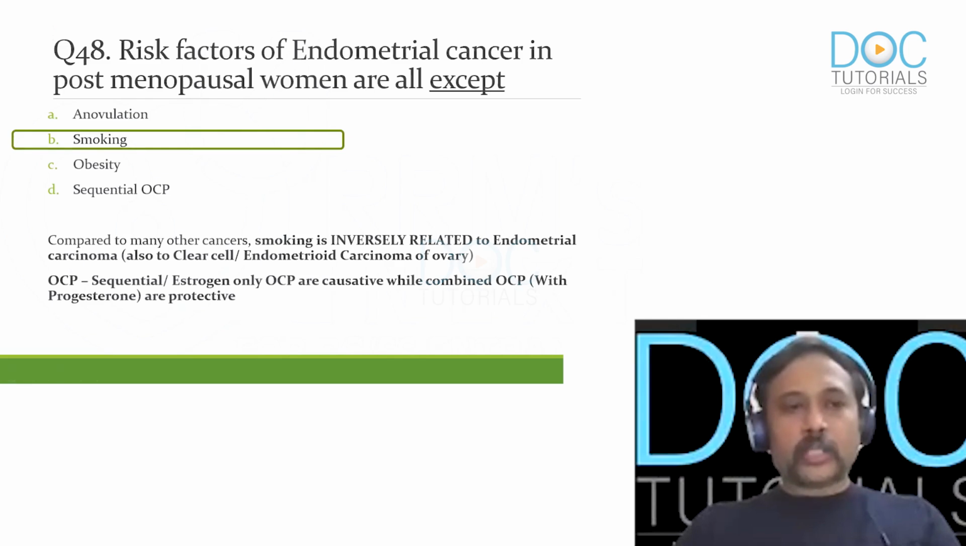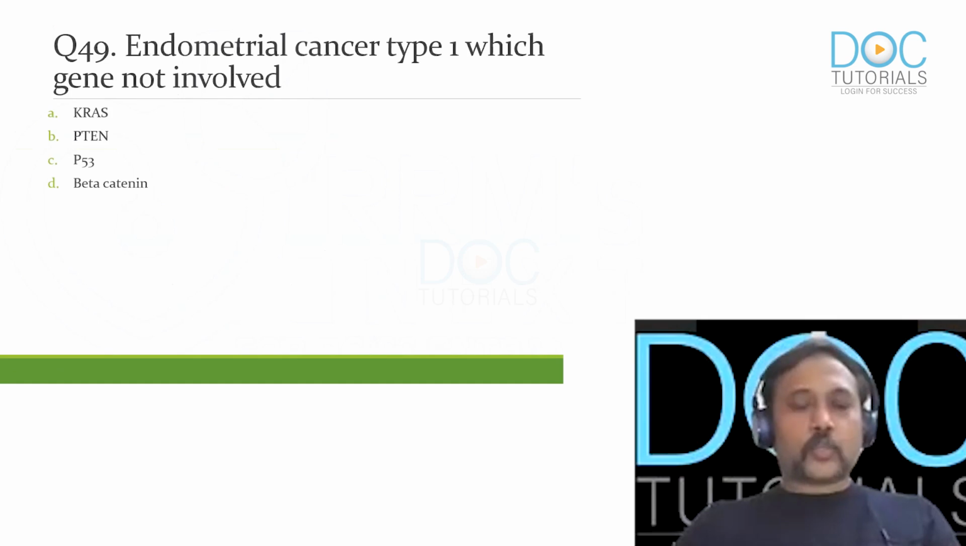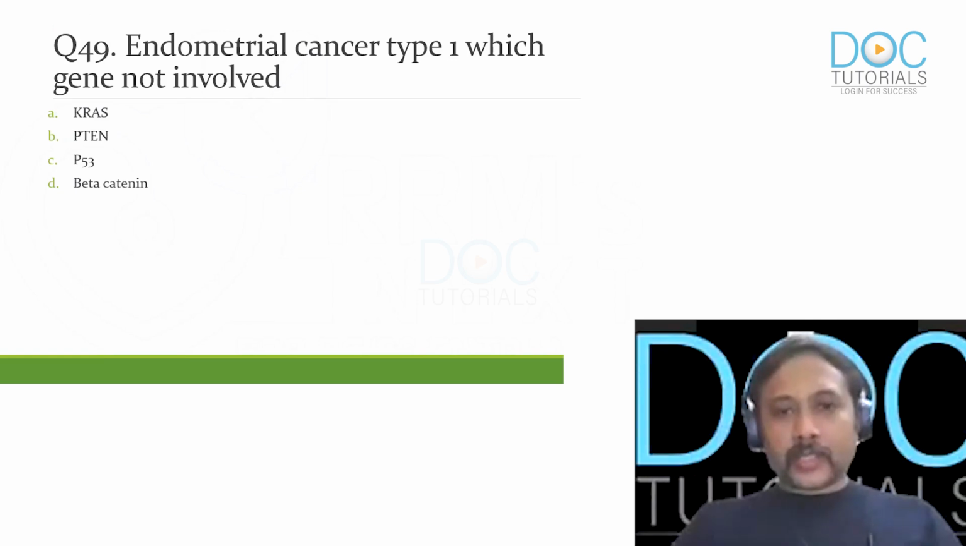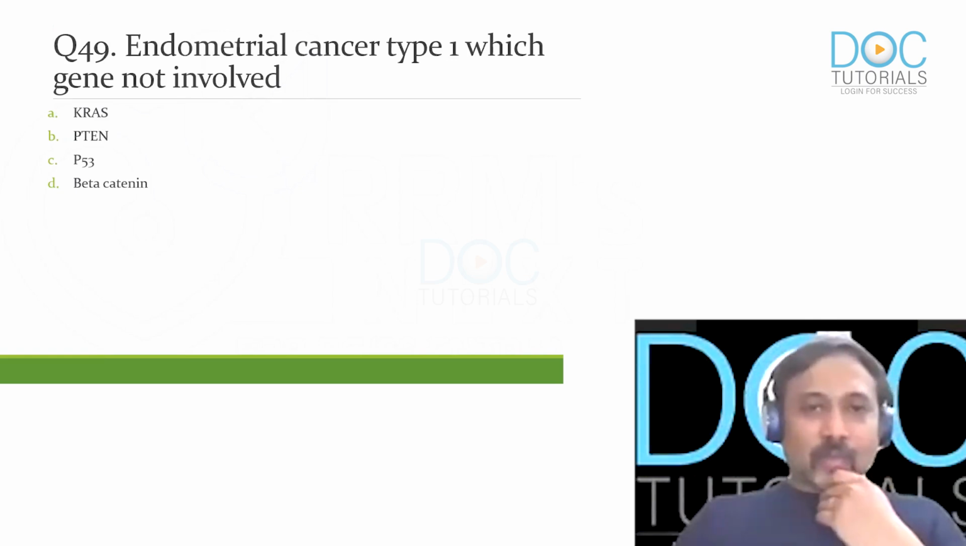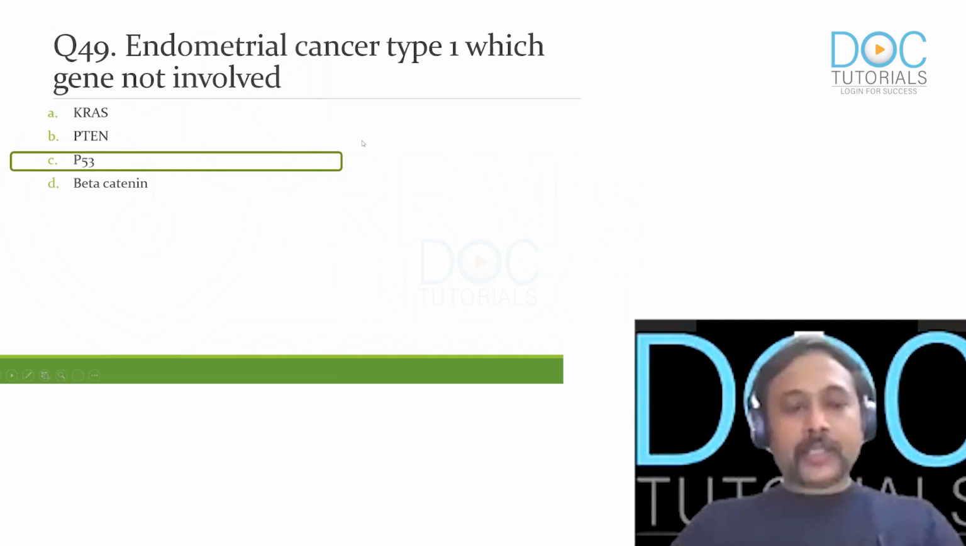Here also we have smoking, which is actually inversely related to the development of endometrial carcinoma. So, endometrial carcinoma type 1, which gene is not involved? Most of you seem to have gotten this right. P53 is the gene which is not implicated in the causation of type 1 endometrial cancer. So where is P53 implicated as far as endometrial cancer is concerned? It is implicated in type 2 endometrial cancer.